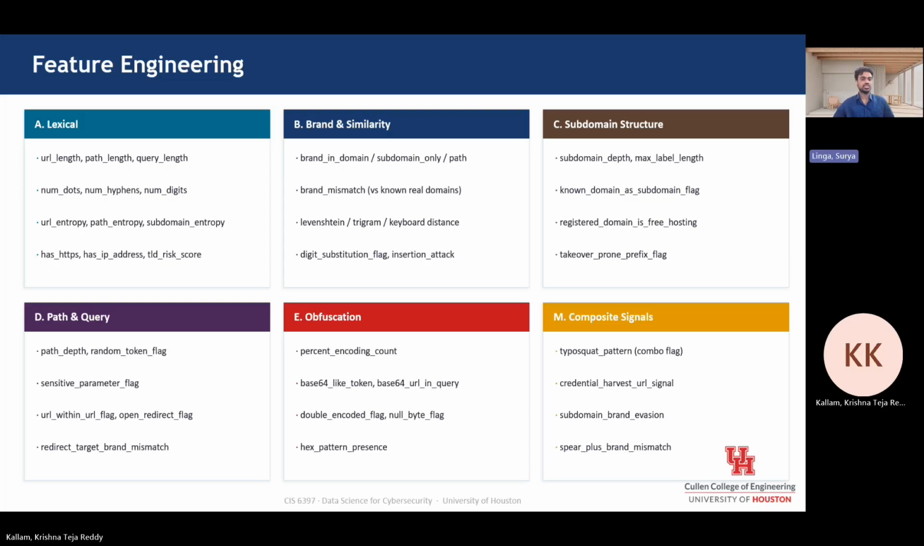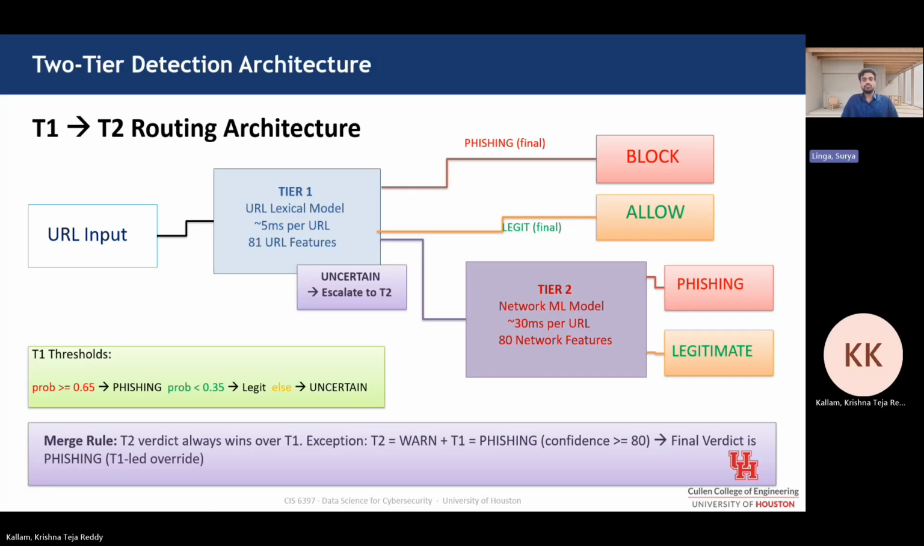action word like verification. And coming to the architecture, every URL goes through tier 1. If the phishing probability is 0.65 and above, we block it immediately. If it's below 0.35, we allow it and conclude that it's a legitimate URL. If it's in between, we send it to the tier 2 model where the actual work goes. URL shorteners like bit.ly always go to tier 2 no matter what, because tier 1 has no idea whether they lead to a legit or a phishing site.